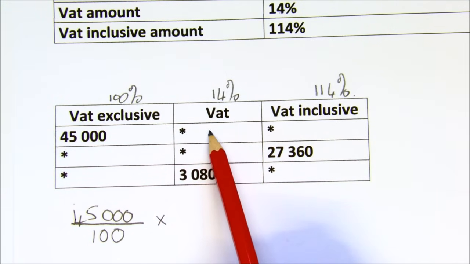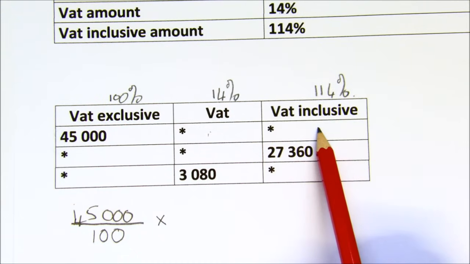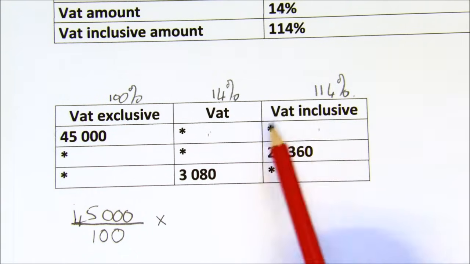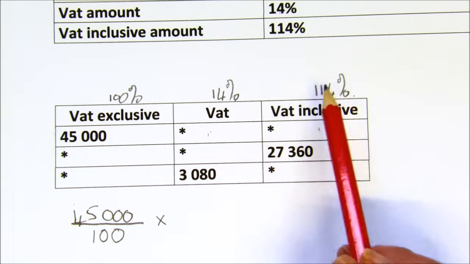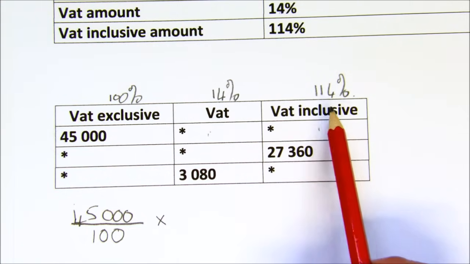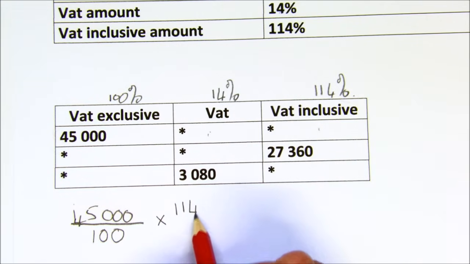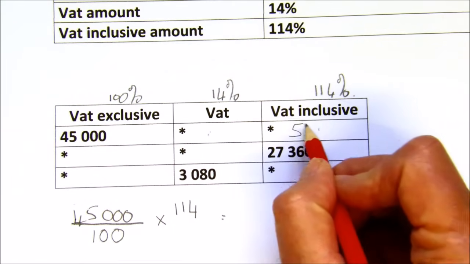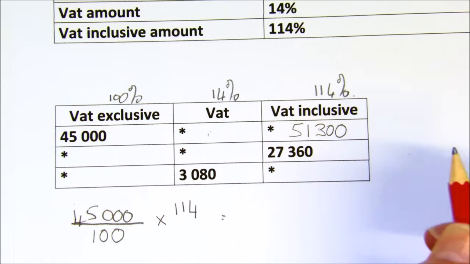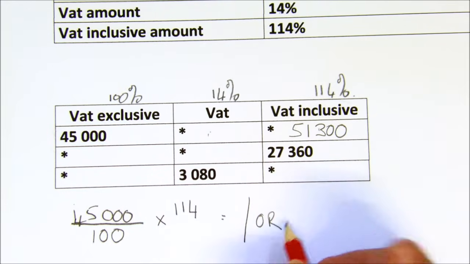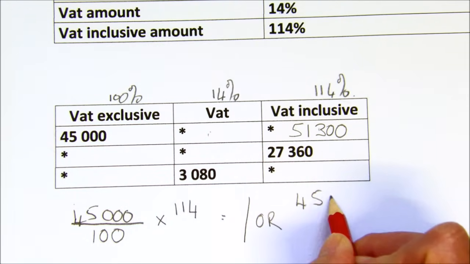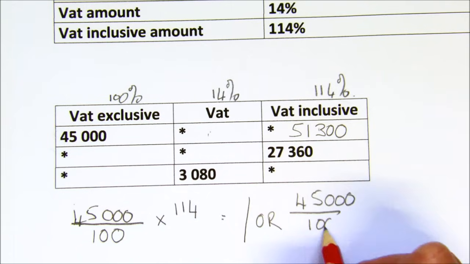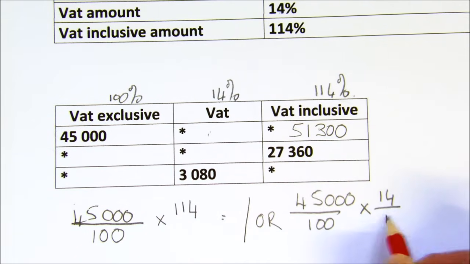Now, either you can calculate the VAT amount or you can calculate the VAT inclusive. It really makes no difference because the two will work out the same. So for now, I'm going to go to the inclusive. So remember, the inclusive is times 114. So going back, 45 is equal to 100, so you divide by 100. You want the 114, and that gives you an amount of 51,300. Or, as I said, I could have said 45,000 divided by 100 times 14.